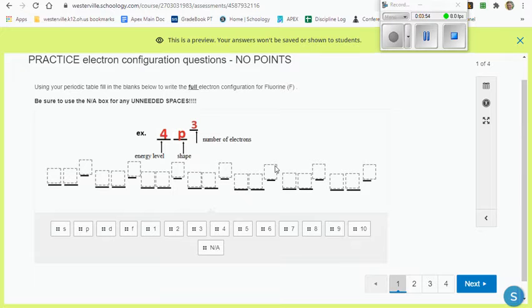So I'm asking you guys to write the full electron configuration for fluorine. Why don't you go ahead and do that right now? I'll put maybe 60 seconds on the clock. Do the full electron configuration for fluorine. You can write that on scrap paper.